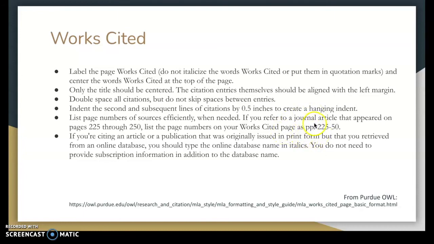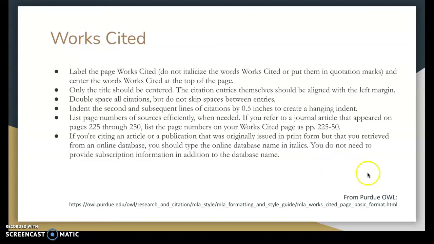You can use pp. when you're labeling pages if you have an article or journal or something like that where it's not a full book text. If it's 225 to 250, you would do something like 225-250. If it's just one page, you just use a p. And then if you're citing something that was originally in print form, but you found it on an online database, let's say I found a database that had something about Harry Potter in it, I would make sure that I'm referencing the database in italics. I don't need to provide anything else, but do that.